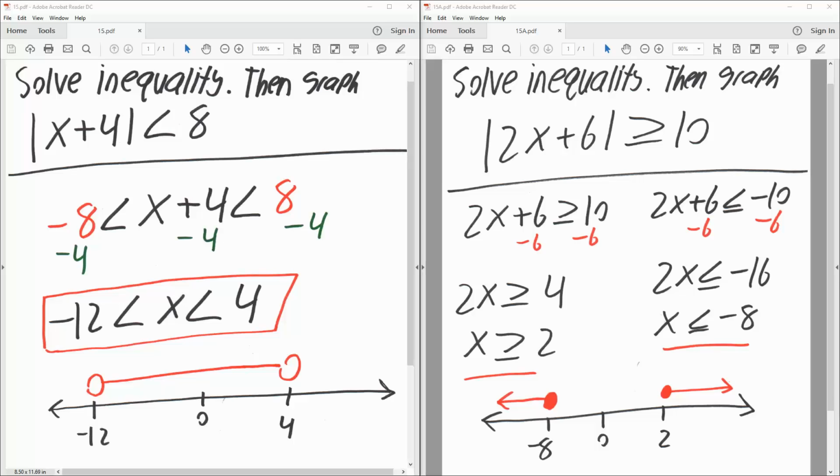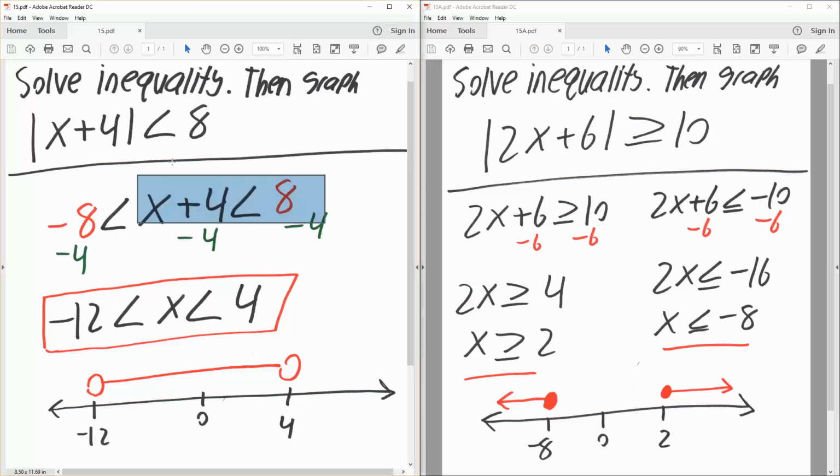Okay, in this video, we will be solving absolute value inequalities, and then we will graph. So we want to solve this inequality and then graph. So the absolute value of x plus 4 is less than 8. And so we can solve this by saying that x plus 4 is less than 8, but greater than negative 8.